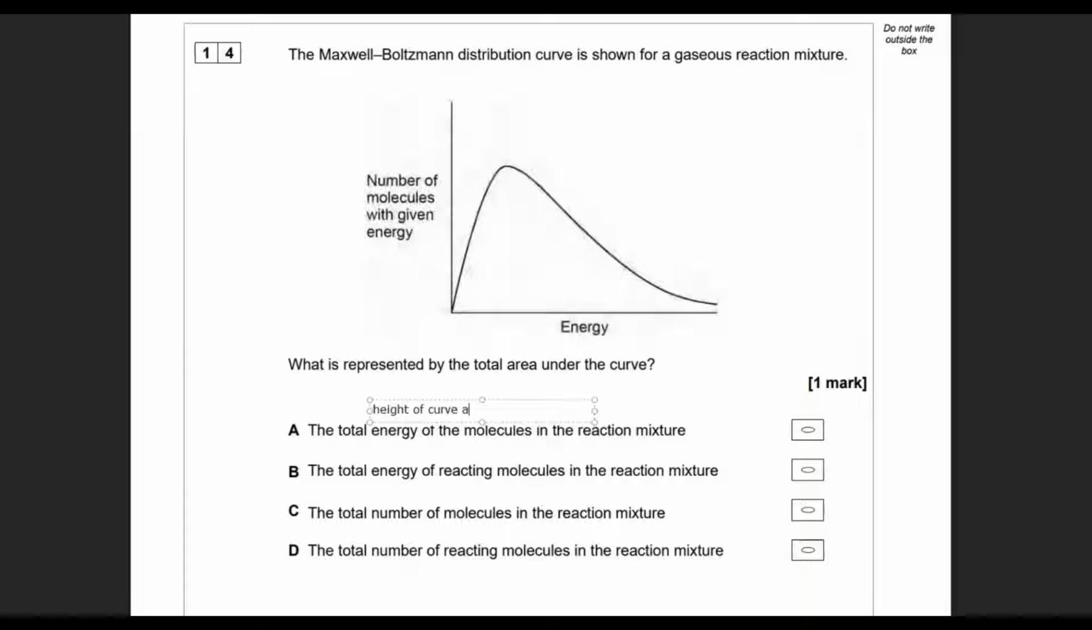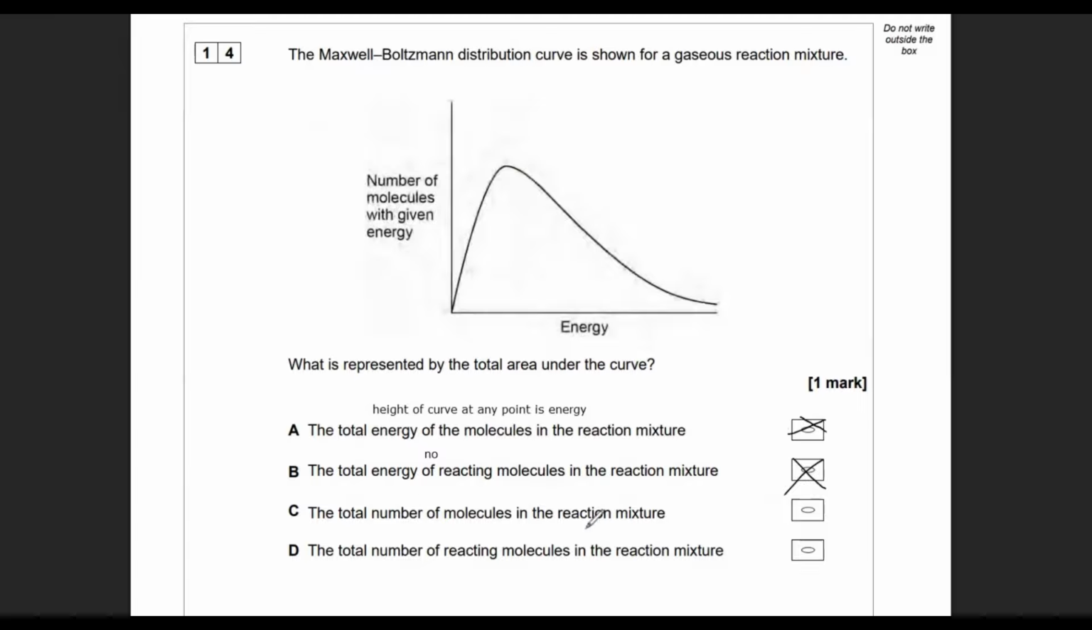the height of the curve at any one point gives us the energy of the molecules. So that's the line itself. The area under the curve is the number of molecules. Now, is it the number of molecules in the reaction, the total energy? No, again, it's not the energy. It's not A or B. They're both talking about energy. So we want to get down to C and D, which is really looking at the total number of molecules.